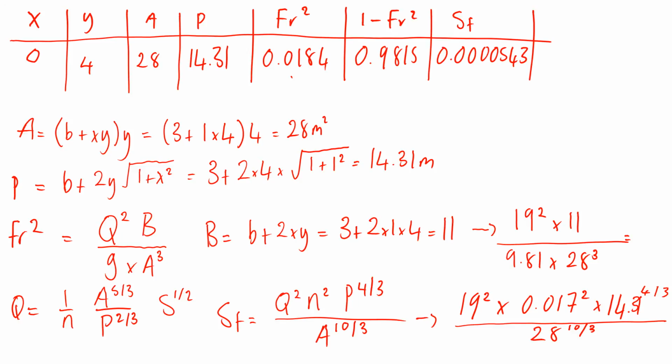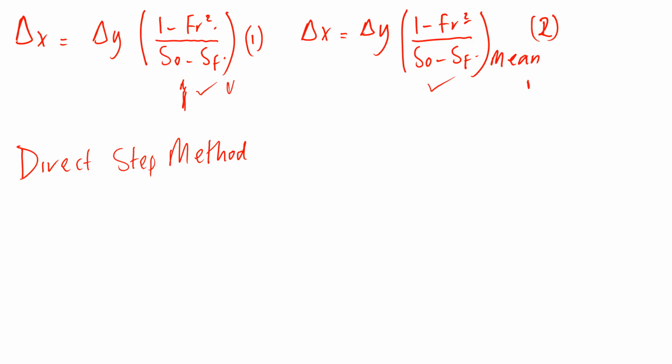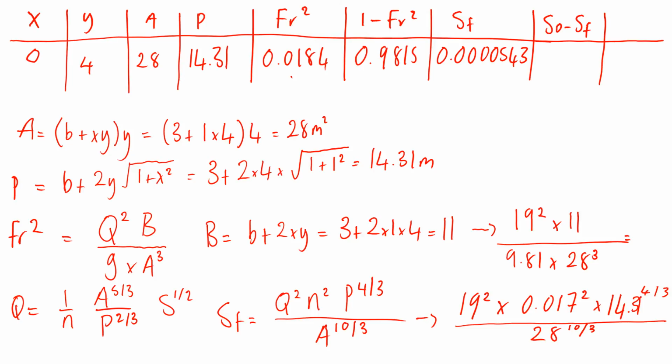Then it's S naught minus S_f. So S naught, which is 0.0015, minus S_f, which is this value. If you calculate that, you get 0.00144. Now the aim is just to calculate delta x.